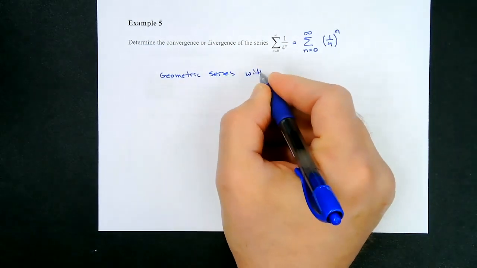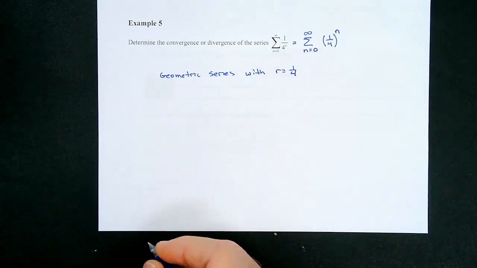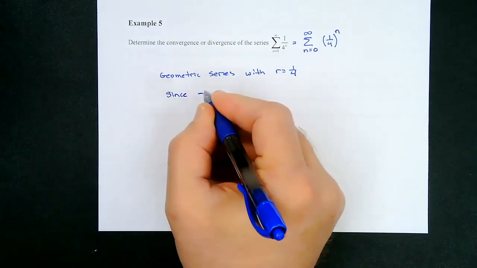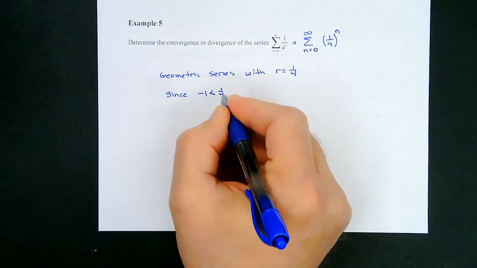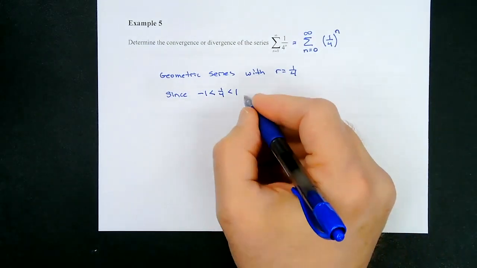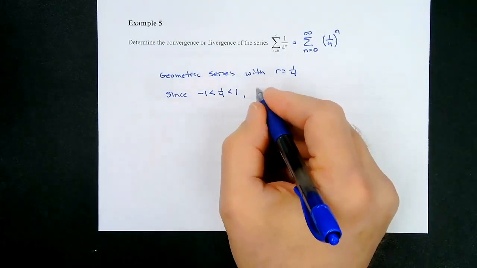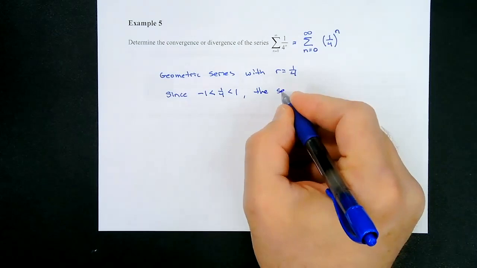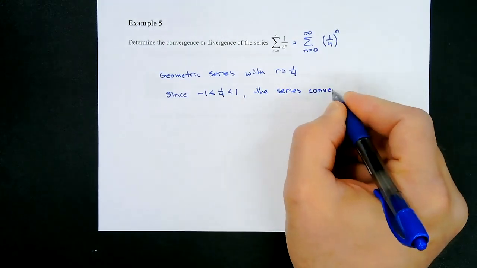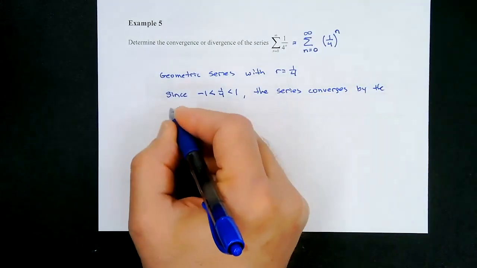With r equal to 1/4. And since -1 is less than 1/4, which is less than 1, it's between -1 and 1, that tells us this series converges by the geometric series test. So the series converges by the geometric series test.